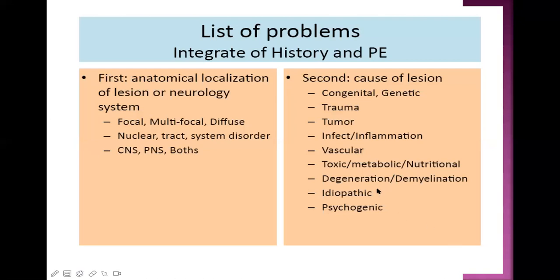Degeneration and demyelination: Alzheimer's disease is a classical example of degenerative brain disease. Another is Parkinson's disease also. Demyelination: multiple sclerosis is a demyelinating brain disease. Now, idiopathic and psychogenic is very easy to understand.